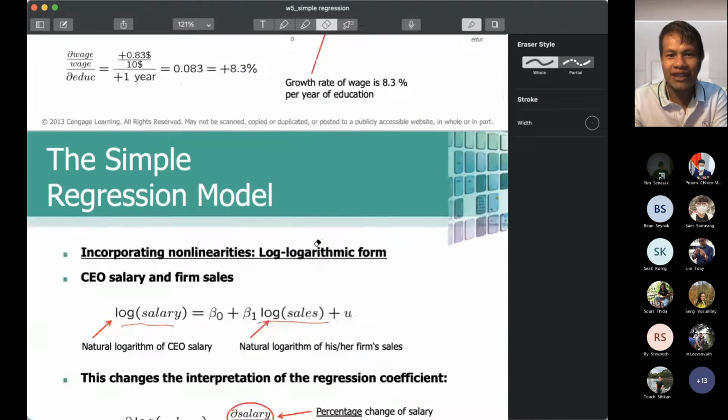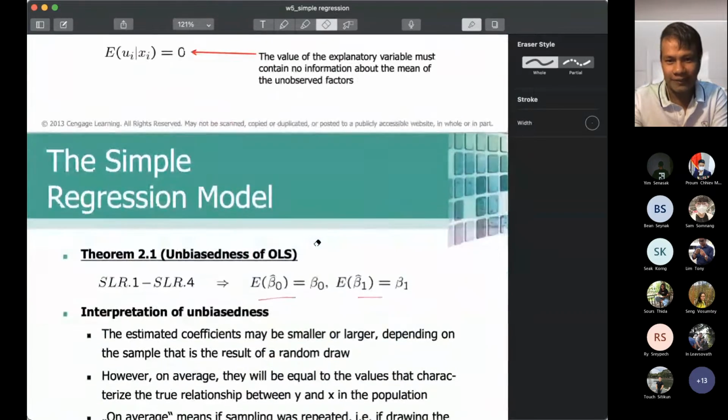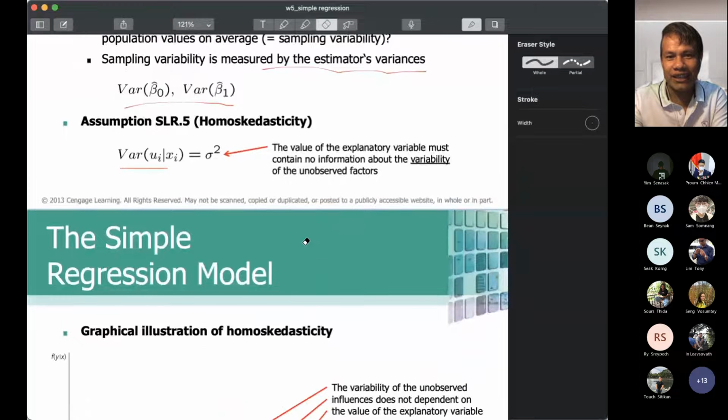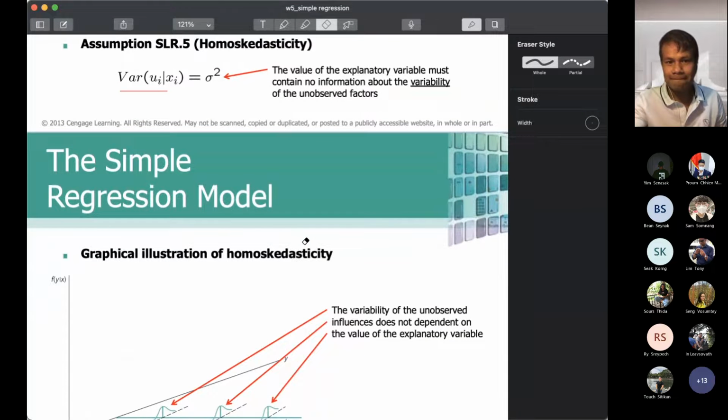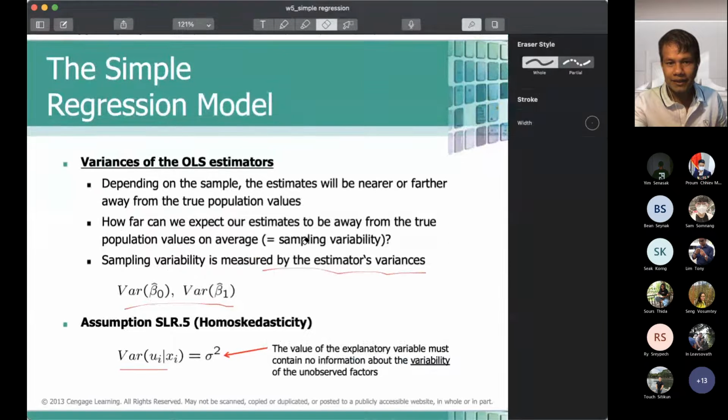All right. Assumption number 5, which is homoscedasticity, right? Assumption number 5 appeared in your quiz 1. All right. Can you see the share screen? Can anyone confirm? Yes, sir. All right. So assumption number 5 is homoscedasticity.